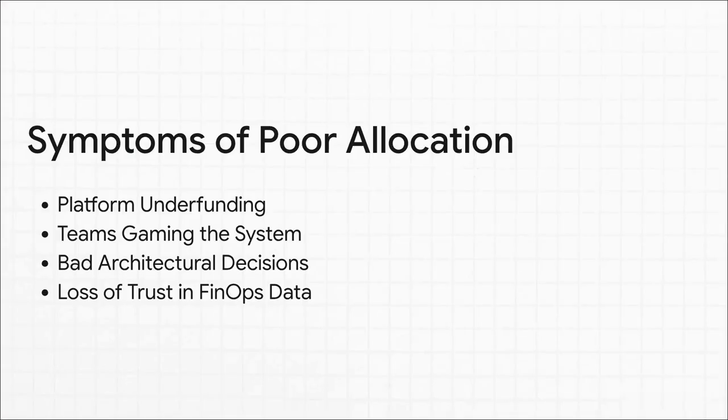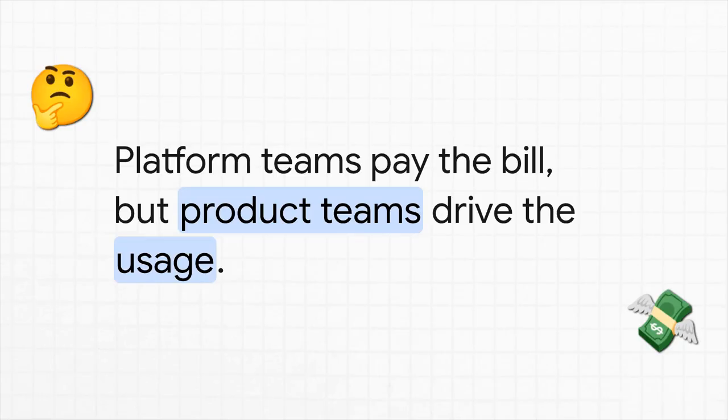See, when you just kind of ignore these shared costs, things really start to fall apart. Your central platform teams might end up underfunded because nobody can see the value they're providing. Then you've got product teams who might start gaming the system a bit, using up shared resources because, hey, it's not coming out of their budget. And that leads to some really bad architectural decisions. But the worst part, it completely erodes any trust in the FinOps data you're trying to use to make smart choices.